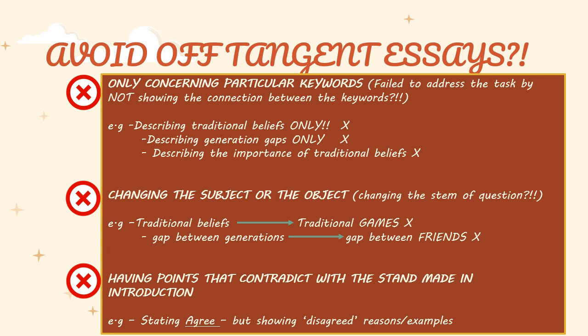Now, we have done the planning. Before we move on to the while-writing stage, I want to remind you of some tips to avoid off-tangent essays. Off-tangent means you don't fulfill the requirement of the task, you don't understand the question, when you only concern particular keywords given. We have known just now there are 3 keywords to be linked: traditional beliefs, widening the gap, between generations. That's the 3 key phrases.